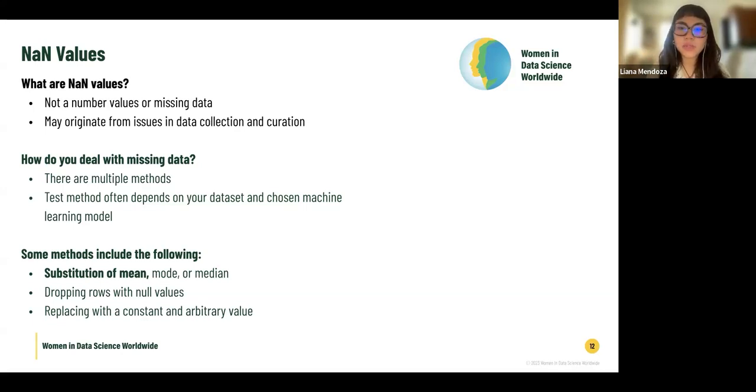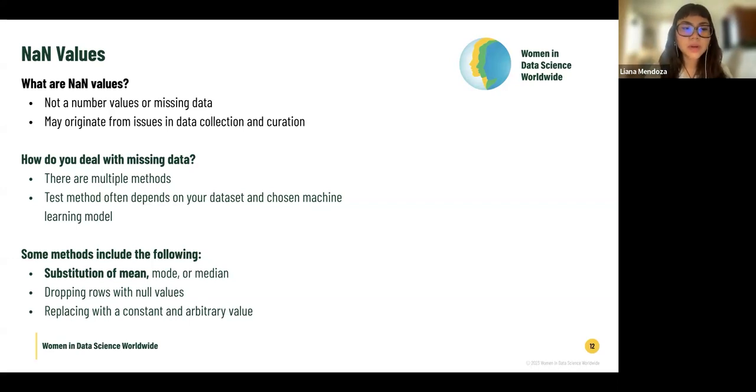And of course, the methods that you will be using to handle these missing values or outliers can also depend on how your data looks and how each variable interacts with the others. So it's really recommended that you go through the data dictionary and do your exploratory data analysis before figuring out what method to use. Some include substituting these null values with the mean, median, and mode of the column. You can also try dropping the rows with null values, or lastly, replacing these with a constant and arbitrary value.